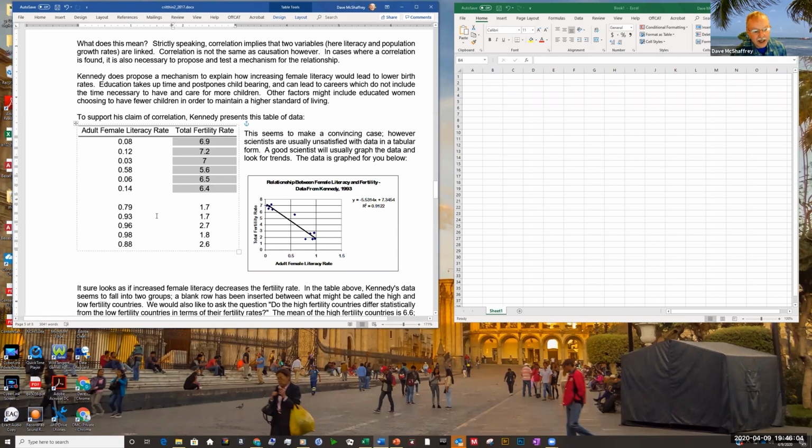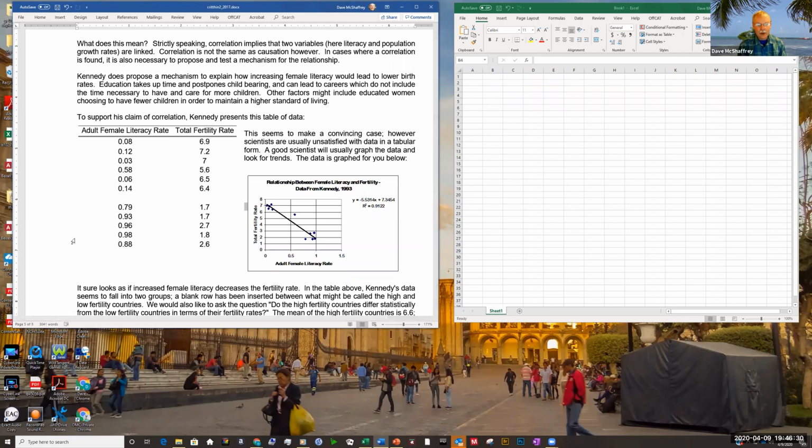The other group of countries Kennedy gives us, their literacy rates bottom out at 0.79 and they go up to 0.98, and the fertility rates range from 1.7 to 2.7. So 1.7 to 2.7 babies per woman. Okay, so at first glance, that looks pretty darn good, doesn't it?